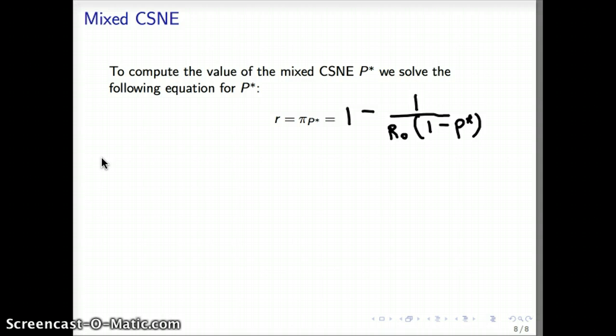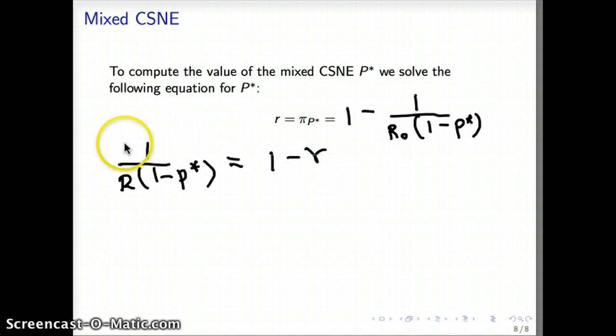So what I'm going to do is swap R. I'm going to send R to the right side and send this fraction to the left side. So I'm going to write 1 over R0 times 1 minus P star, and that is equal to 1 minus R. You can solve this in many different ways. This is a fraction here, and you may do the math with not exactly the same steps that I use, but that's fine. We will both obtain the same equation.